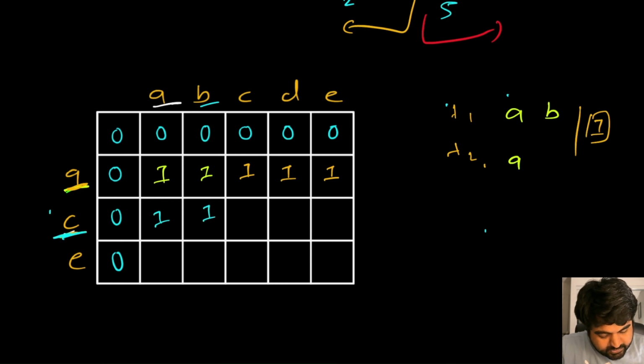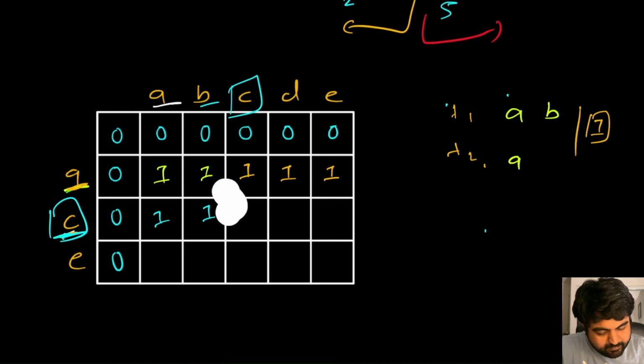Now we are at this position where C matches C, so we'll have to do an increment with the diagonal value, and we are going to be adding plus 1 over here, so we can mark this as 2.